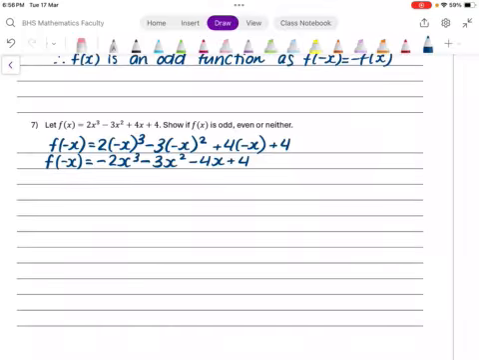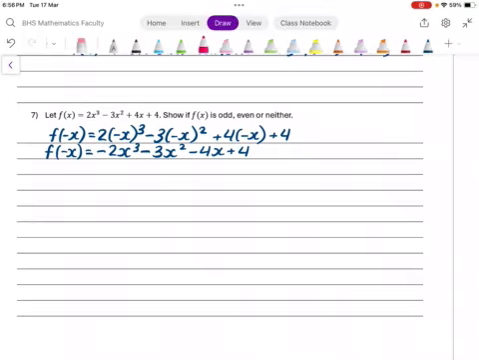Now, in order to show that it's odd or even or neither, we need to check whether it's even and odd. So we always check our even first. So we check our even functions, and if it's even, we want that f of negative x equals f of x. So does f of negative x equal our f of x, which is 2x cubed minus 3x squared plus 4x plus 4?